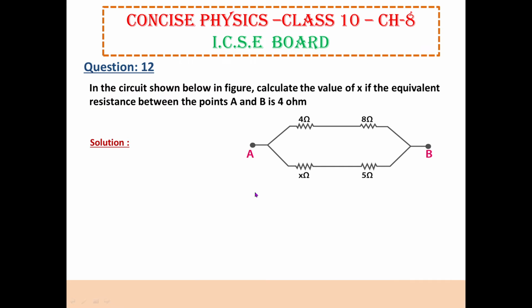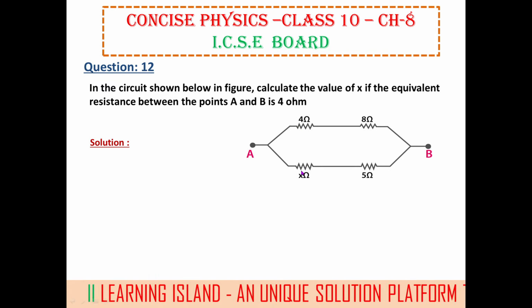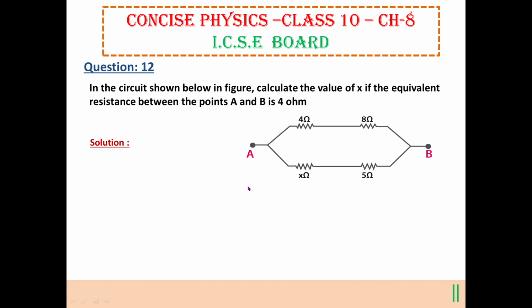Question number 12. In the circuit shown below in the figure, calculate the value of x. Here we have to calculate the value of x. There are 4 resistors in series in the circuit. 3 are given and 1 is not given, that is x. We'll have to find this. The equivalent resistance is given.